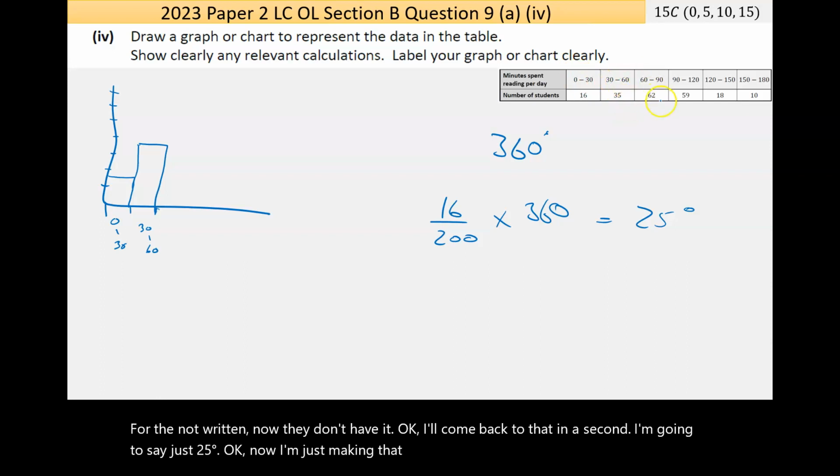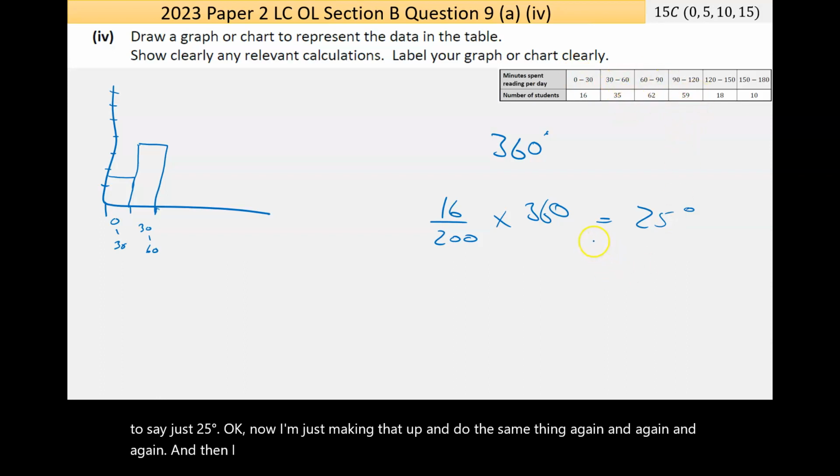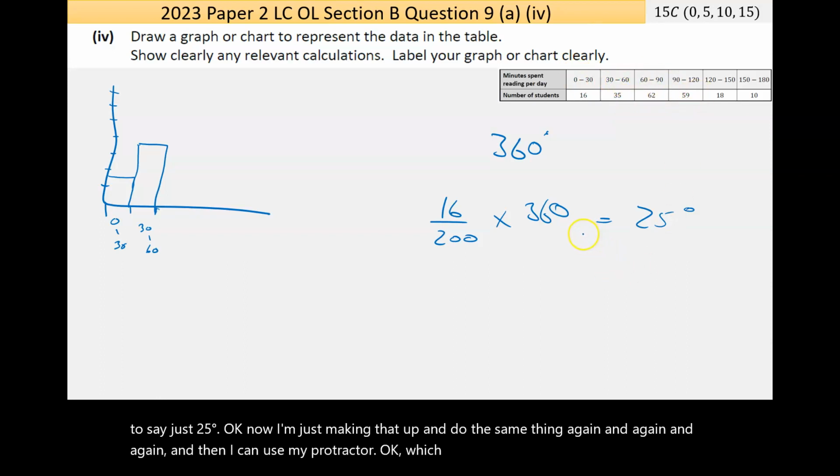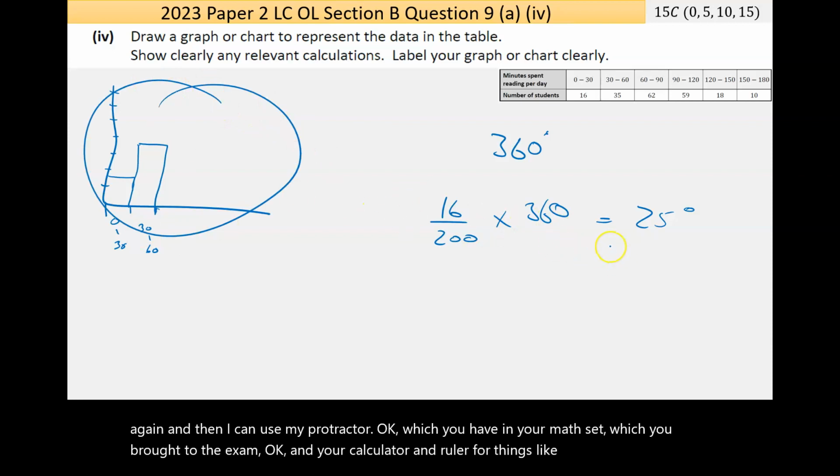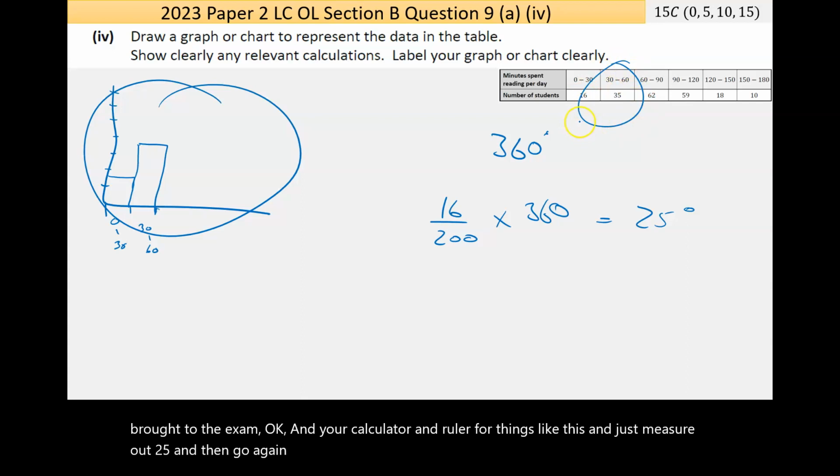And do the same thing again and again and again. And then I can use my protractor, which you have in your math set, which you brought to the exam, and your calculator and ruler for things like this, and just measure out 25 and then go again for whatever the next band is.